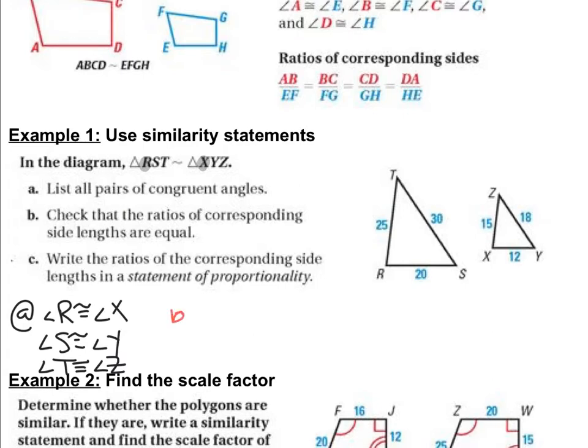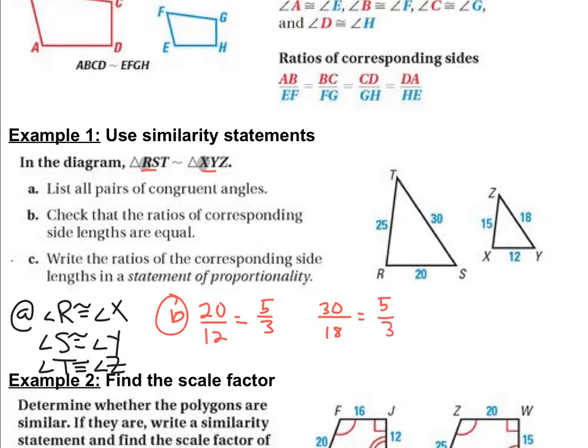Basically, we are just going to go through, and I'm going to pick a side. I can say RS, so RS is 20, and it needs to be compared to XY. XY is 12. So when I do 20 over 12, I know 4 goes into both of them. I get 5 over 3. Then we'll move on to the next one. Maybe we'll do ST. ST is 30, compared to YZ, 18. 30 over 18, I know 6 goes into both of them. That's, again, going to give me 5 over 3.